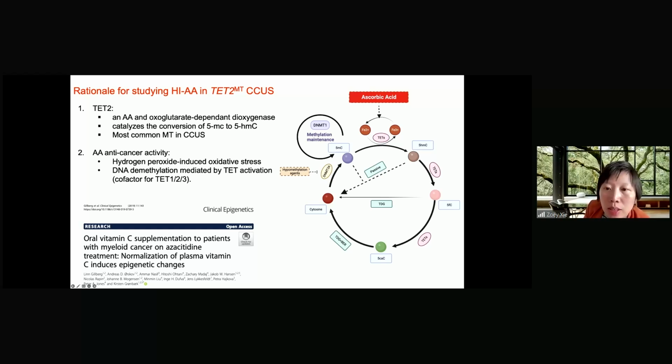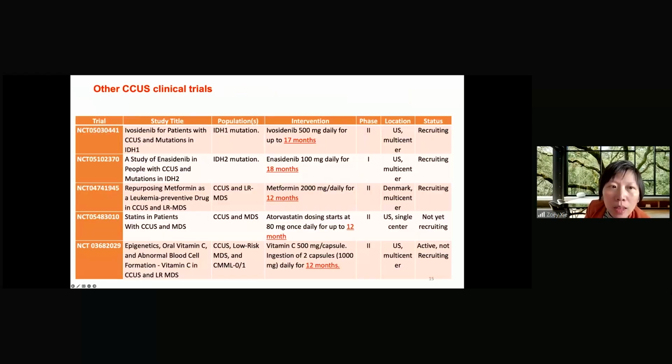In a recent conference, the Intercepting Blood Cancer Meeting 2024, we also heard an update from a trial using oral vitamin C plus hypomethylating agents that significantly improved overall survival in patients with myeloid malignancy. So hopefully all of these trials could eventually target the biology and prevent the disease progression. There are also other IIT clinical trials for patients with CCUS, for example, using ruxolitinib and axitinib, and also using metformin and statins in patients with CCUS.